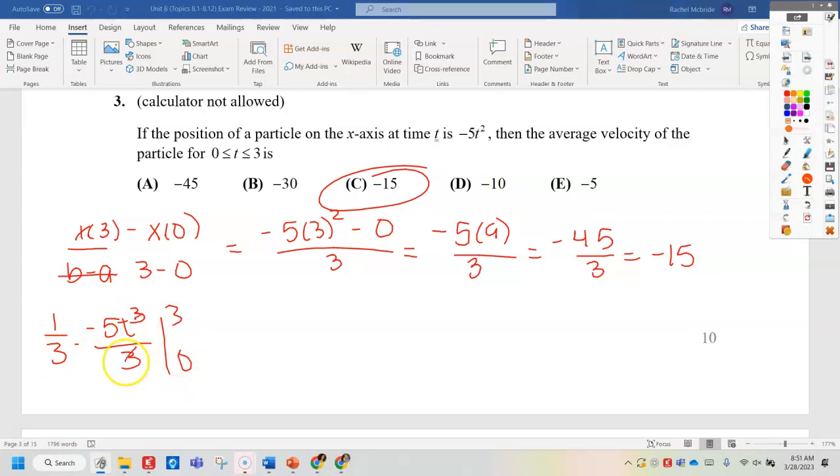Because that t cubed would be the answer. Because we evaluated that at 3. That was a different function than 3 is going to cancel.